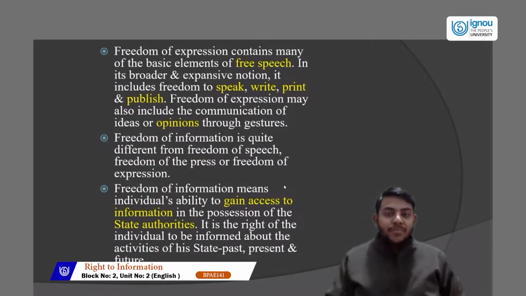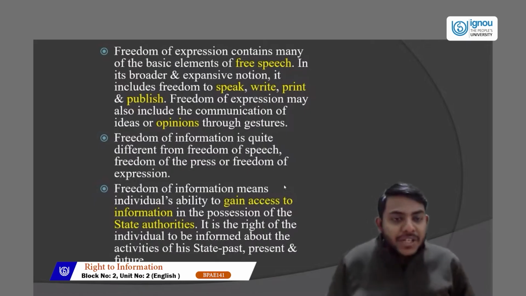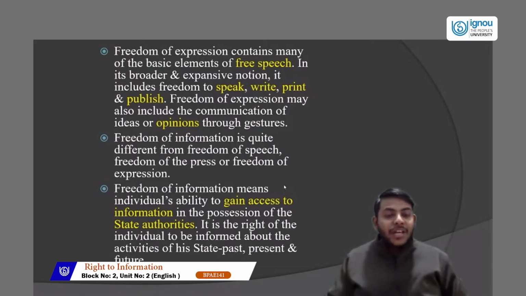And in its broader and expansive notion, freedom of expression also includes the freedom to speak, the freedom to write, print, and publish. So freedom of expression also includes the communication of ideas or opinions through gestures as well.